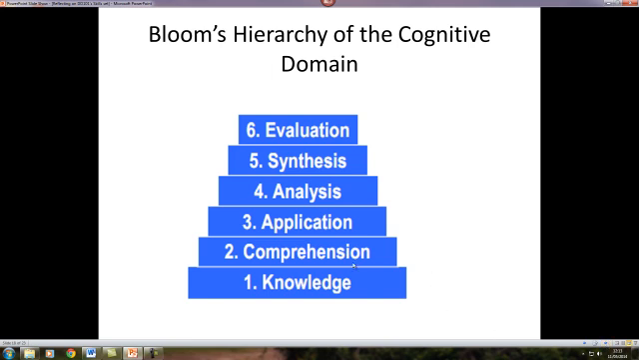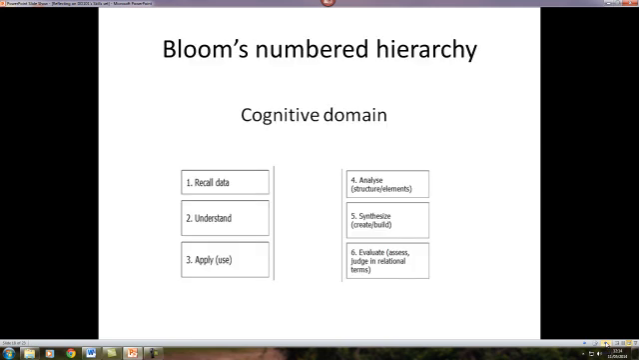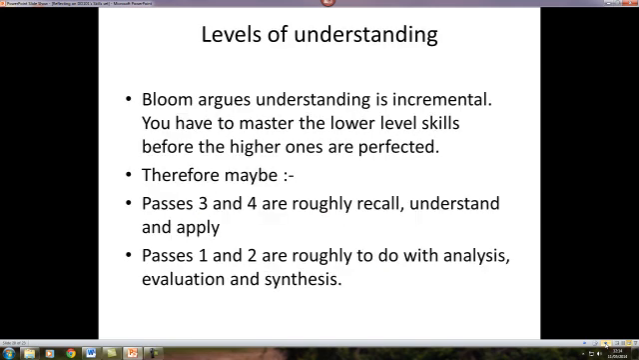How it works in Benjamin Bloom's hierarchy is that knowledge is the most basic form of learning. Once you can get that, you can start comprehending, applying, analysing, synthesising and evaluating. What I think might be a surprise to many people is that knowledge is at the bottom. There we are, the cognitive domain explained in number form.